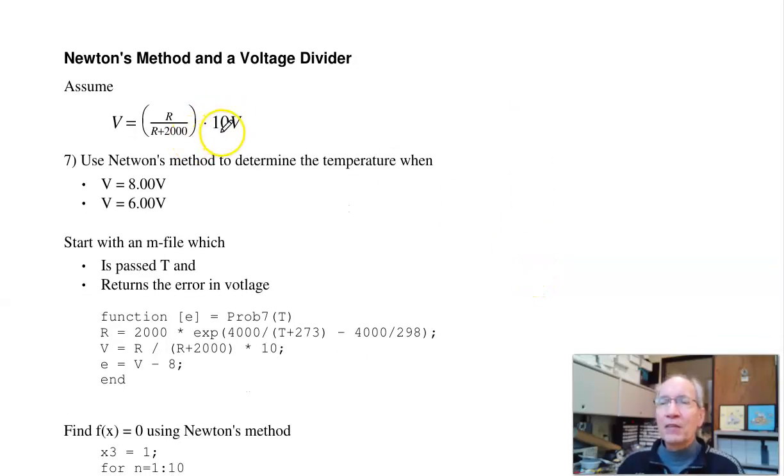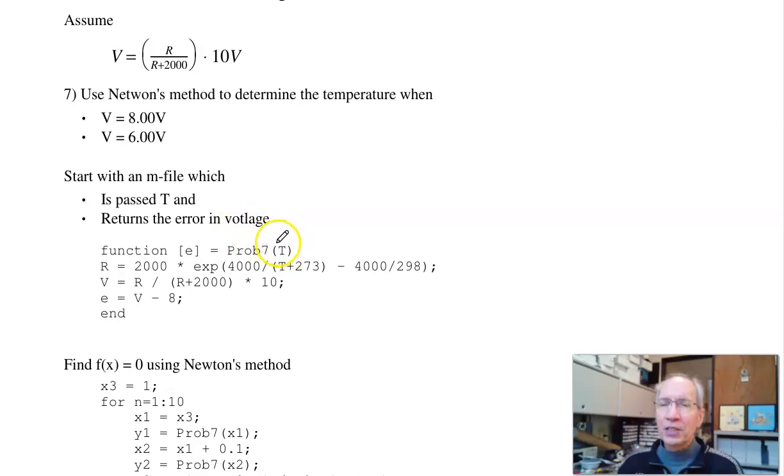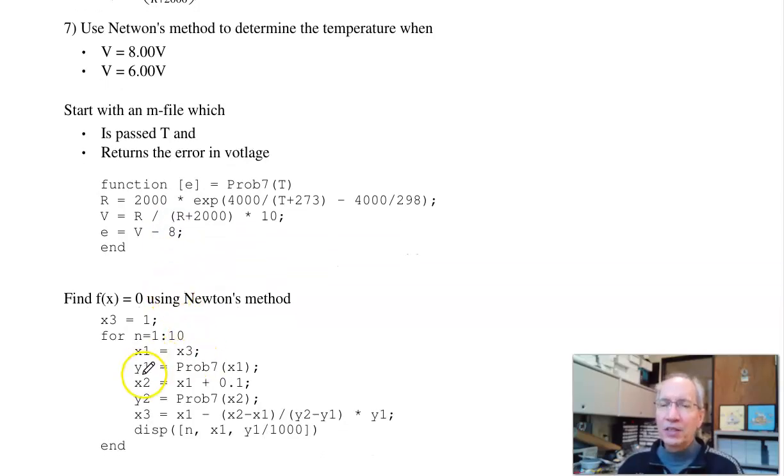Finally, suppose I have a voltage divider. So this is a fairly complicated problem. Given temperature, find resistance. Given resistance, find voltage. Going backwards, if the voltage is 8, what's the temperature? Well, this is where Newton's method, numerical methods really shine. I'll just set up a function. The error is 0 at the correct answer, at 8 volts.